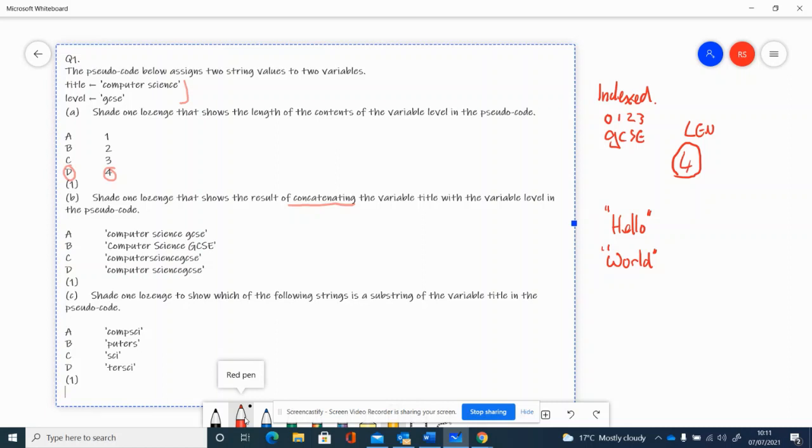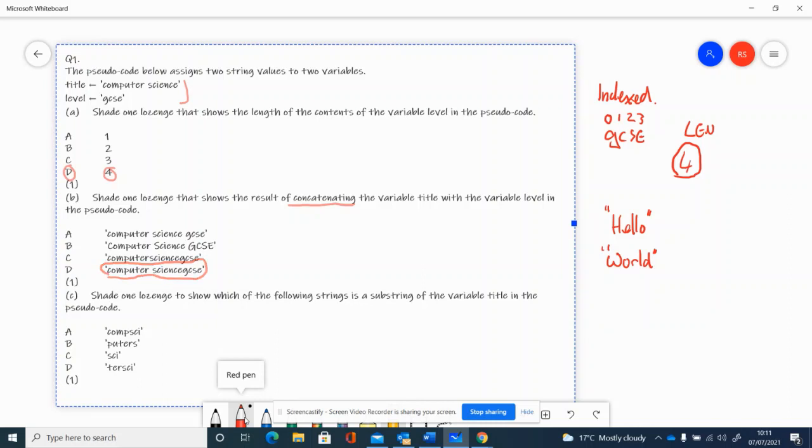So I've got 2 strings here. So these strings here are title and level. So if I'm going to stick those together, I'm going to have no space between that string and that one. So I'm going to end up with computer space science GCSE as all one string. So it's going to be that one again there.